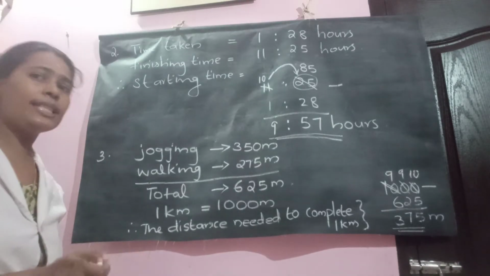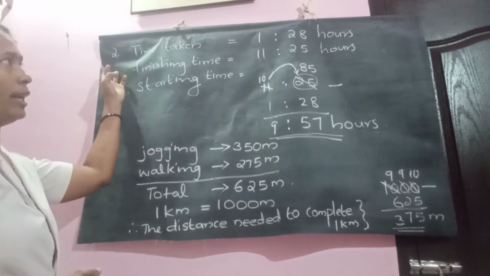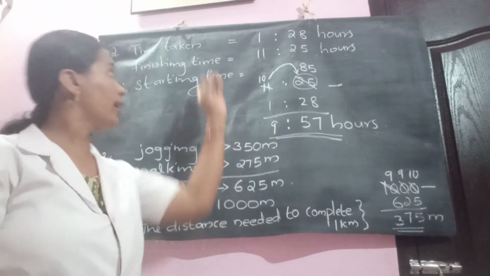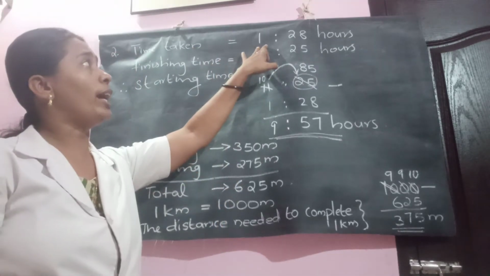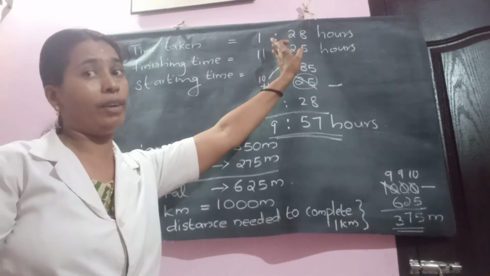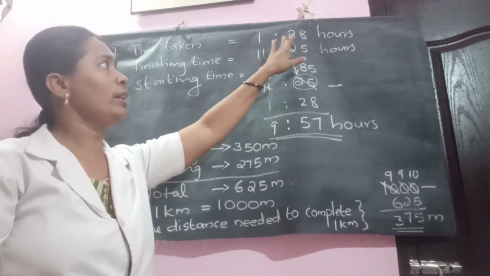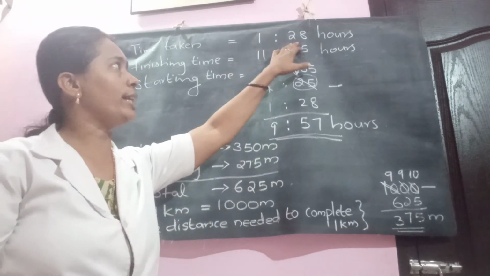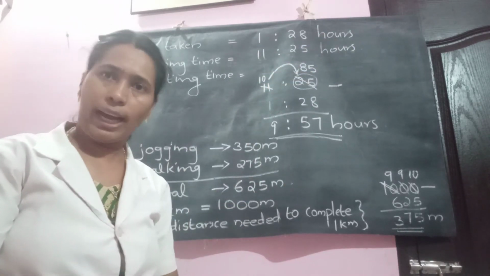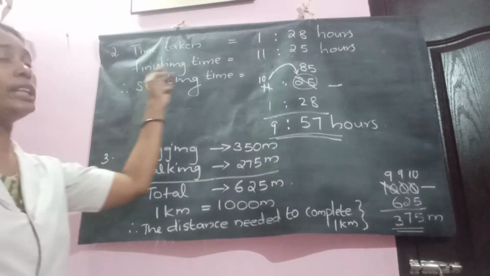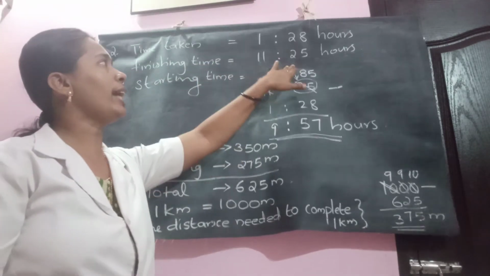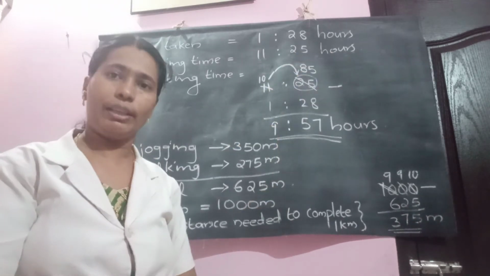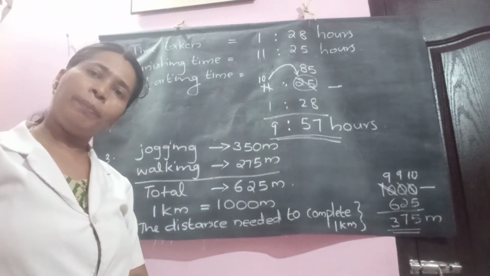Same question, just a little bit changed. Here in this question, they have given the time taken by her. Here the time taken by the girl is 1 hour 28 minutes, 1:28 hours is given in the question, isn't it? Now what did they tell you? Finishing time is given. Finishing time is 11 hours 25 minutes, or 11:25 hours. Then how do you find the starting time?